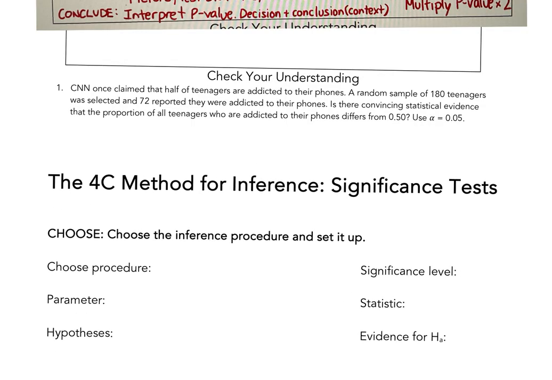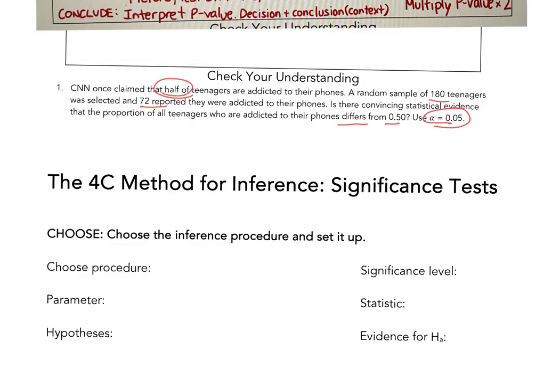So CNN once claimed that half of teenagers are addicted to their phones. So that's the claim. A random sample of 180 teenagers was selected, and 72 reported they are addicted to their phones. Is there convincing statistical evidence that the proportion of all teenagers who are addicted to their phone differs from 0.5, using alpha of 0.05? Okay, so this information gives us a lot.